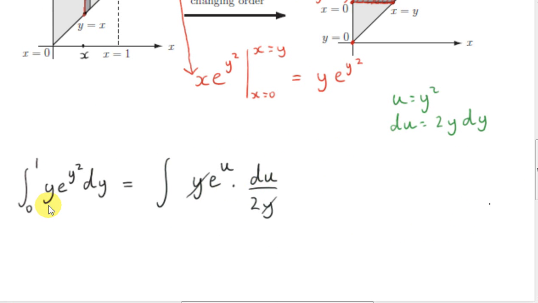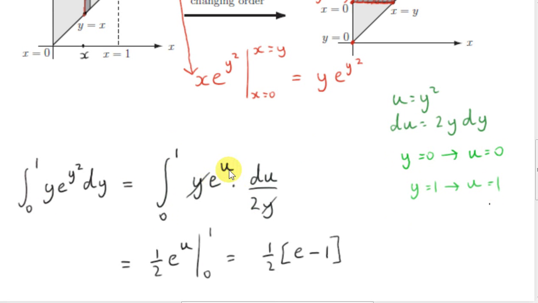Now let's check out the limits. When y is 0, we see that u is 0, so the lower limit here is 0, and when y is 1 we see that u is equal to 1 squared, which is 1, so when y is 1 u is also 1. So we have a half times the integral of e to the u with respect to u. The integral of e to the u is just e to the u. We plug in our limits, and we get a half into e minus 1.